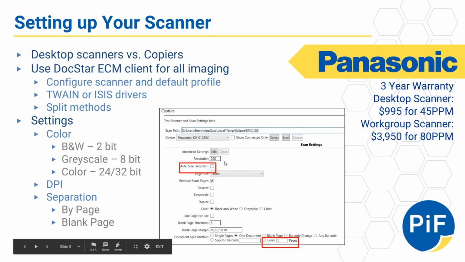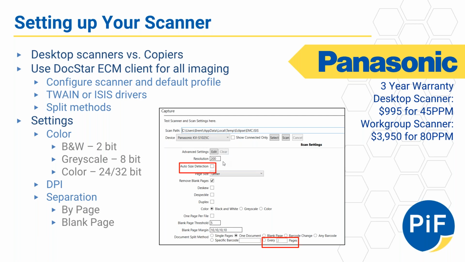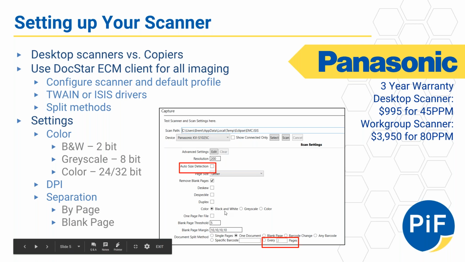A few things that you're going to need to look at is resolution. 240 to 300 dpi is ideal for any type of OCR. The lower the resolution, the lower the pixels on the scan, and the lower the quality. Obviously, the lower the resolution, the faster the scanner will move. So we typically prefer a 300 dpi black and white document.